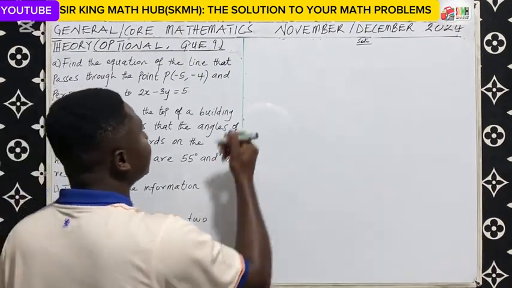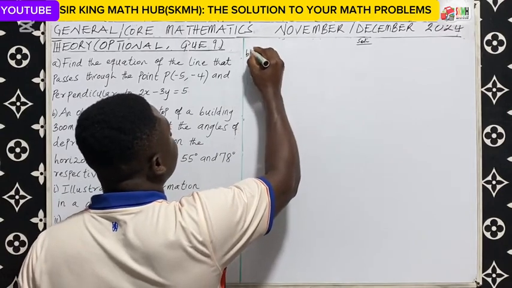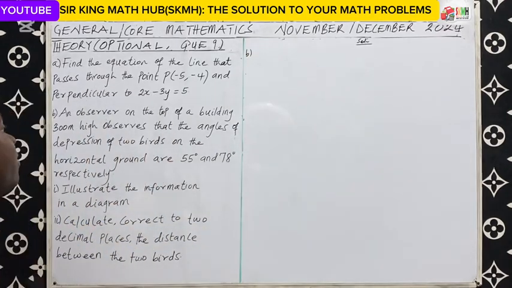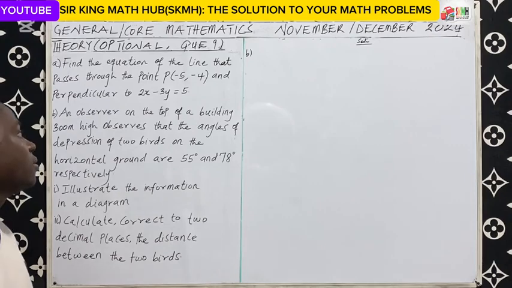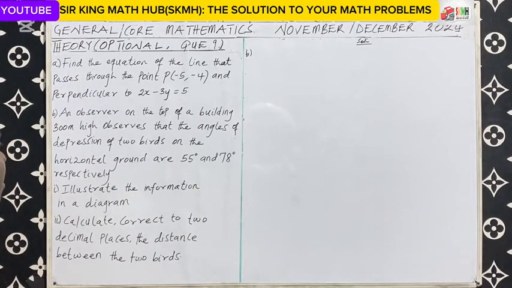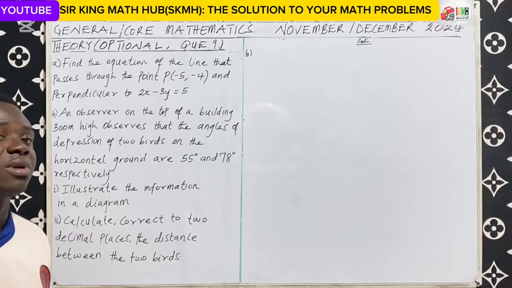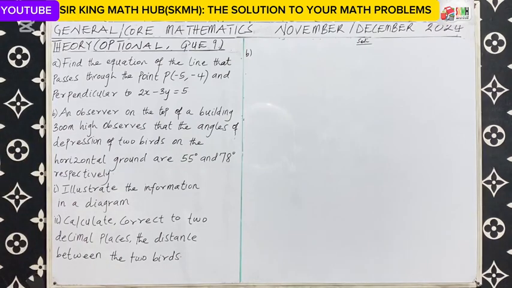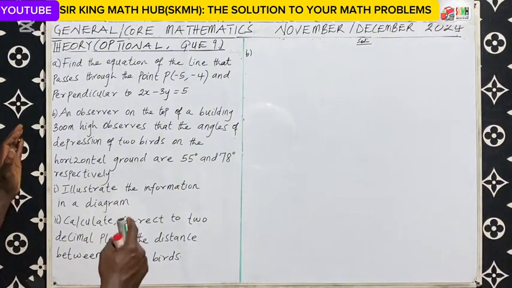Okay, so let's look at B. I read: an observer on the top of a building which is 300 meters high observes that the angles of depression of two beds on the horizontal ground are 55 degrees and 78 degrees respectively. We have to illustrate the information in the diagram, and then we have to calculate, correct to two decimal places, the distance between the two beds. So let's quickly draw something.